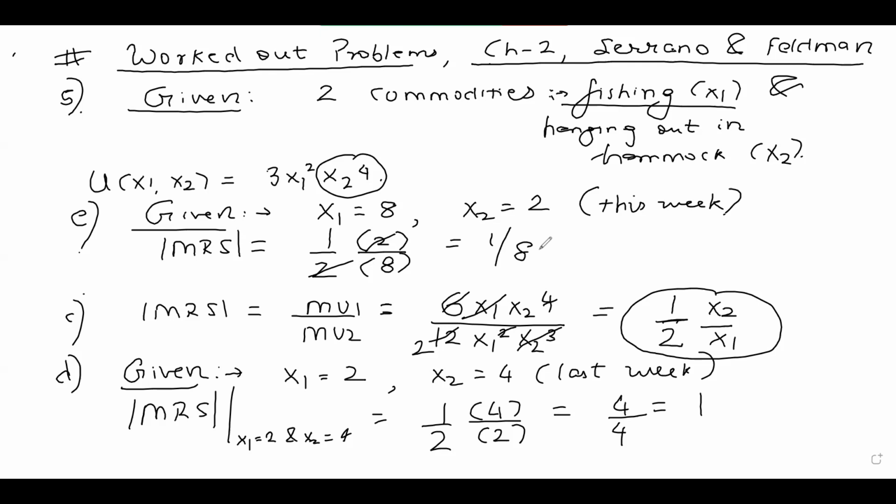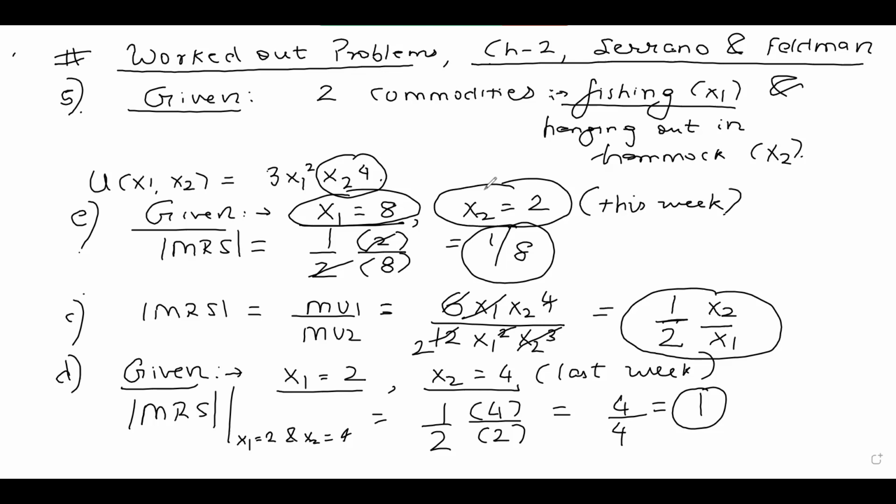What do we see? We see that the MRS has gone down. Last week it was 1, now it's 1 by 8. Last week he was fishing just 2 hours and hanging out on his hammock for 4 hours. Now he is moving along the x-axis. He is now fishing for 8 hours instead of 2, and hanging out on his hammock only for 2 hours. That means he is moving down the indifference curve. If I show this in pictures to our students, let me erase the initial part now.